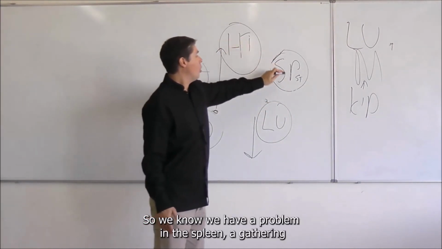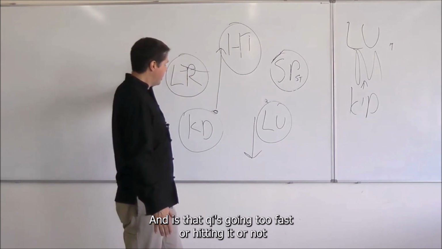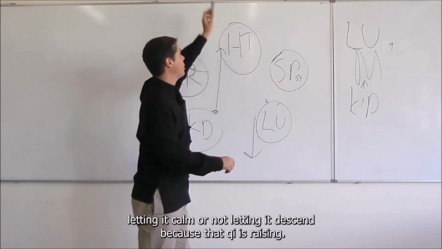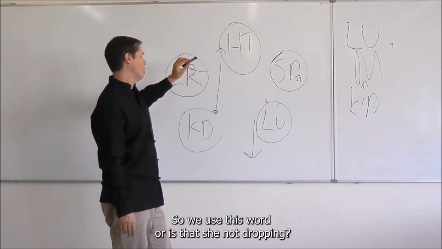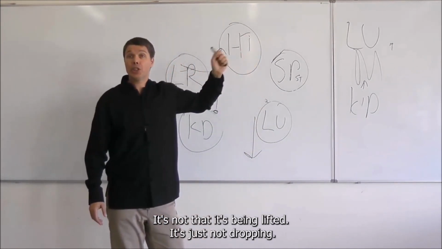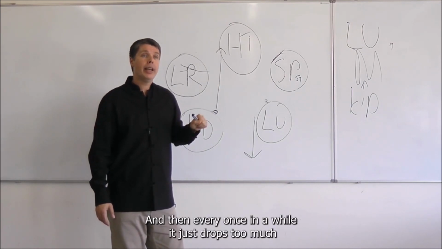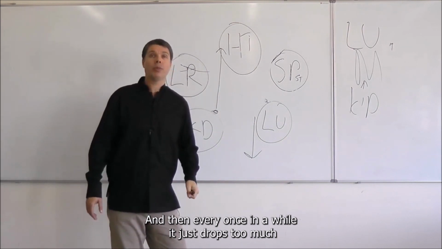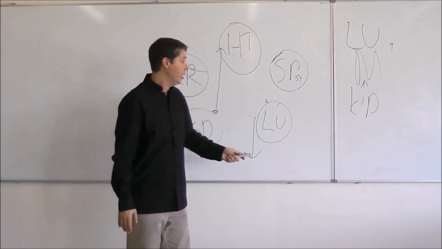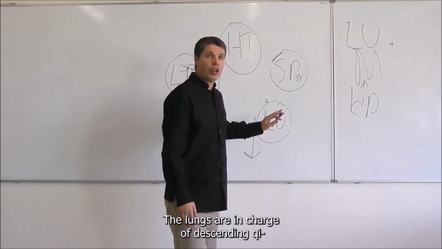So, we know we have a problem in the spleen, a gathering and dispersing problem. And is the qi going too fast, or hitting it, or not letting it calm, or not letting it descend because the qi's rising, so we use this word? Or is the qi not dropping? It's not that it's being lifted, it's just not dropping. There's no drop, so there's no bowel movement. And then every once in a while, it just drops too much, and they get the cramping, and they have to go. IBS, constipation followed by diarrhea. Well, then that's this. But it's not the lungs. The lungs are in charge of descending qi.